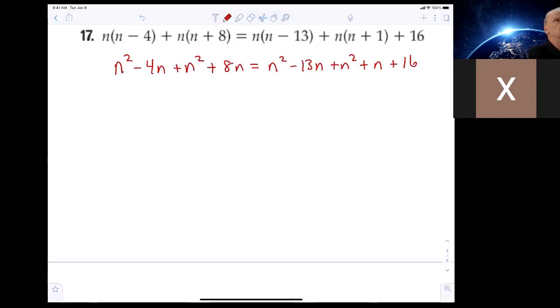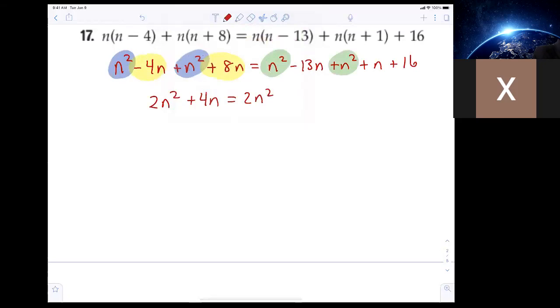All right. Now, of course, 2n squared, and then you have to be real careful. Plus 4n. On the other side, negative 12n plus n squared plus 16. Everybody see that? Where did the 8n go?